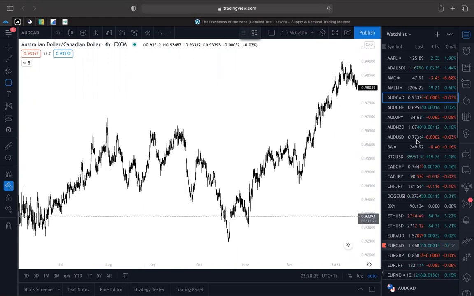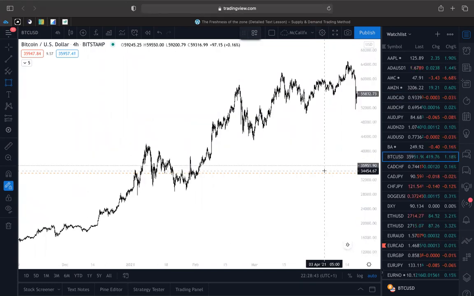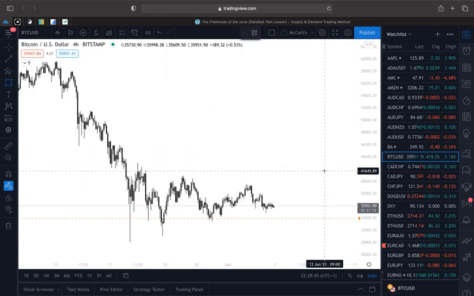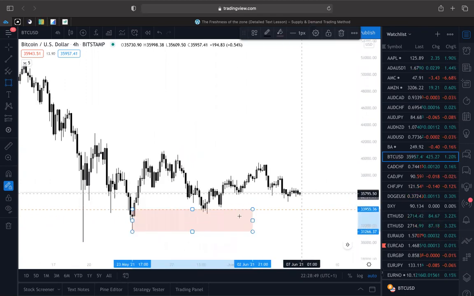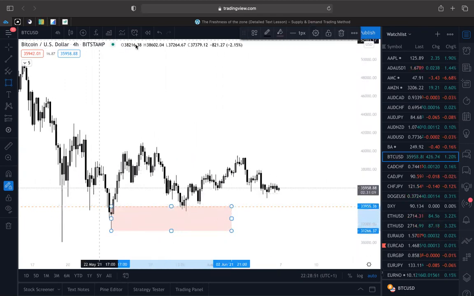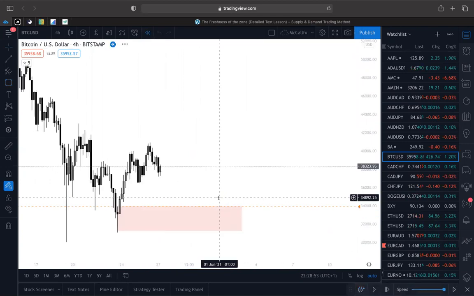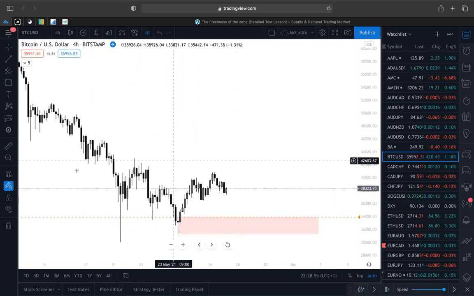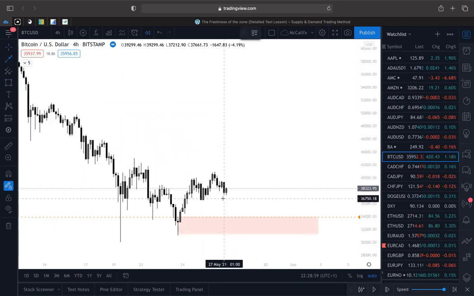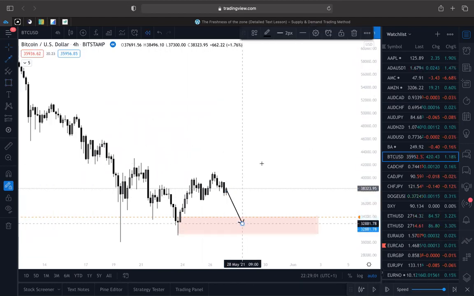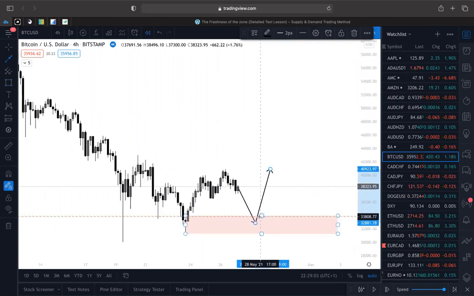Let me actually use BTC. What's BTC USD? Right, if we have this as our demand zone, and then price hasn't visited this region, then this is a fresh zone. Meaning, if price should come to this region, you should expect price to go back up, right? This is what the freshness of the zone means.